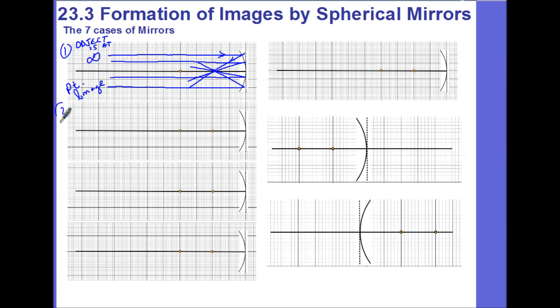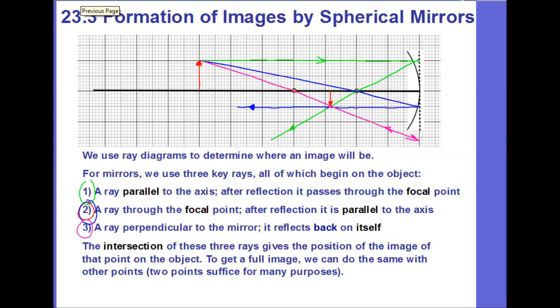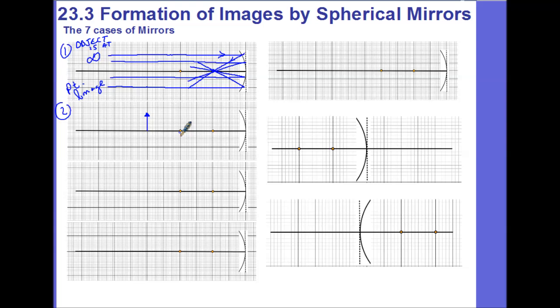Case number two is where an object is outside the center of curvature. Let's go ahead and draw that out here somewhere. It looks like the example that I gave you here was case number 2, where it was outside the center of curvature. We've already seen that that would create an image that is in between the center of curvature and the focal point. So that would be where the image is created for case number 2, where it's outside the center of curvature.